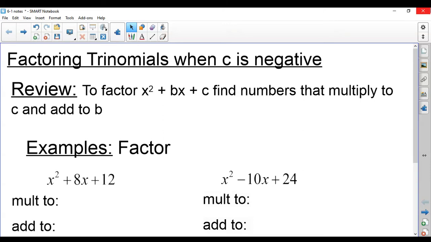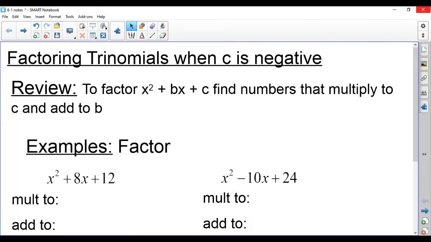Today we're going to continue working on factoring trinomials, but in this case, we're going to move on to where the c value, the constant, the number that's by itself, is negative. Now, just to review what we've been doing for the last week or so, we've been factoring x squared plus bx plus c, and in order to do that, we find numbers that multiply to c, the constant, and add to b.